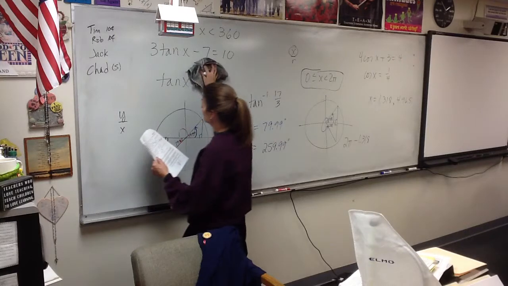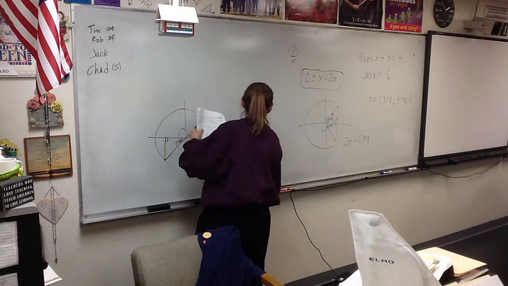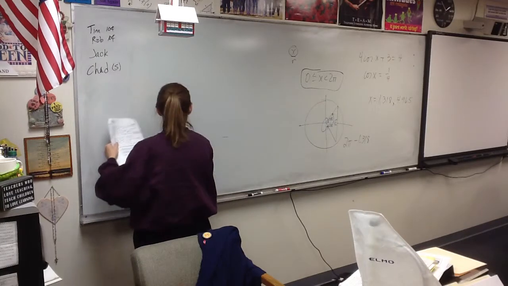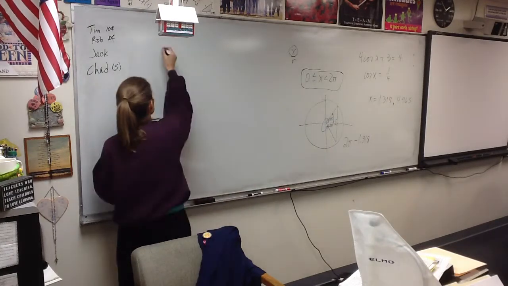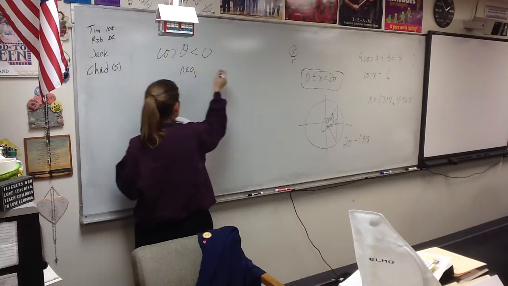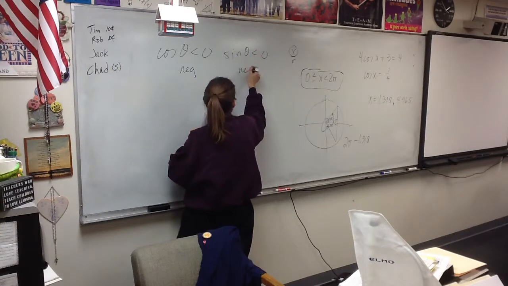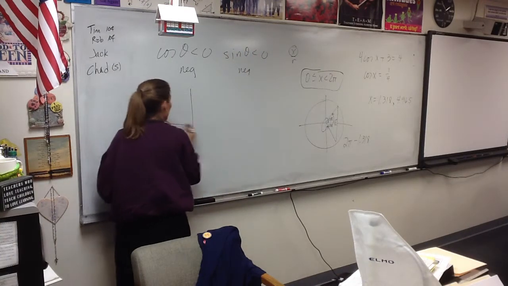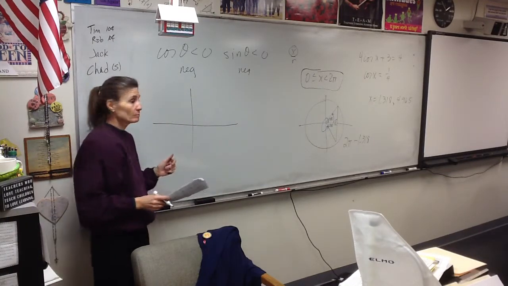Number 9. In which quadrant am I if the cosine is negative and the sine is negative? So this means the cosine is negative, and this means the sine is negative. So in which quadrant would you have both negative?